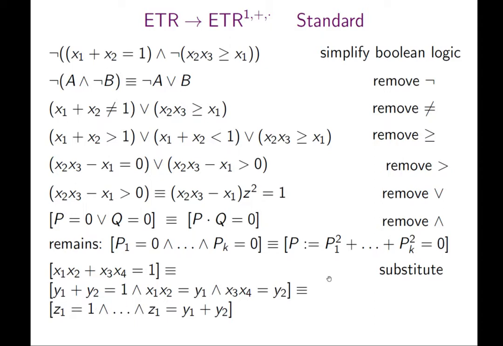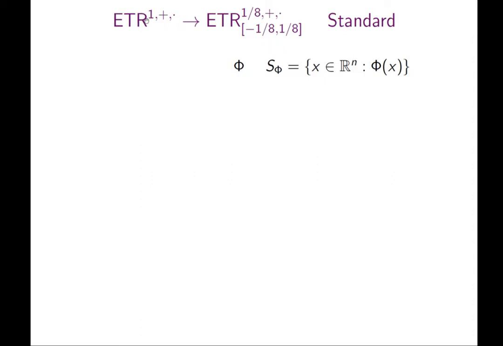Okay, and now we found a new formula in polynomial time, and we have only these three constraints: either addition, multiplication, or setting equal to 1. Okay, so now we want to scale. Again, this is kind of standard. We want all our variables to be restricted to this range.